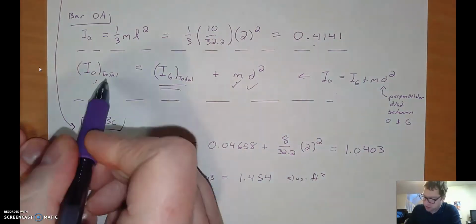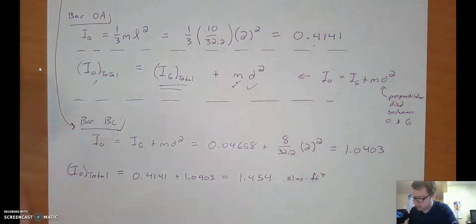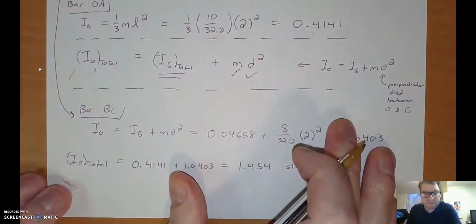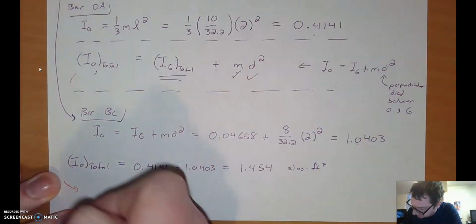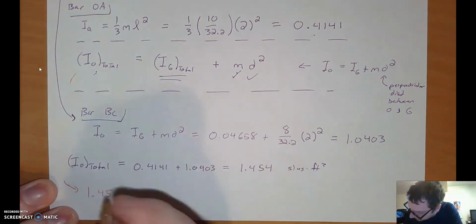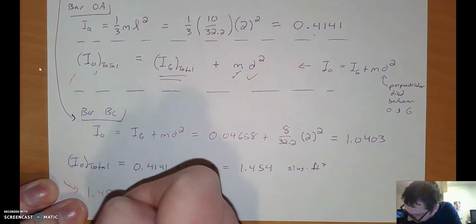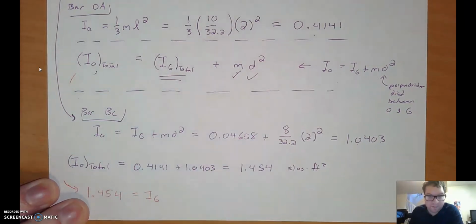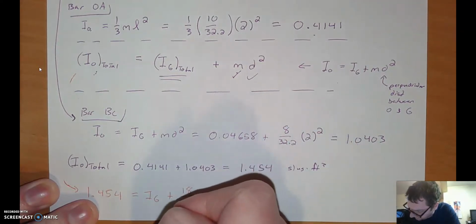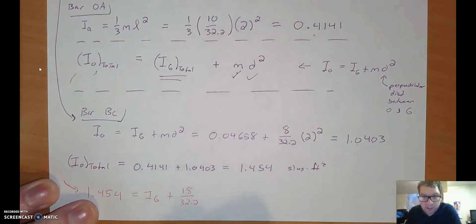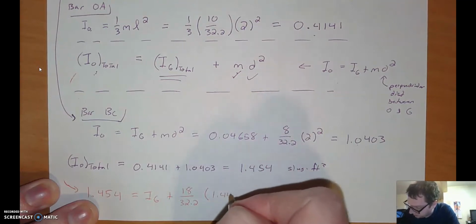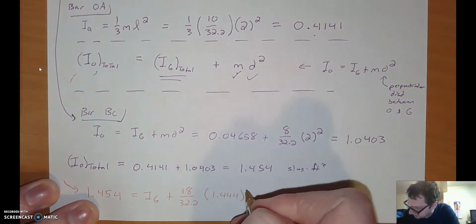And so now we go back to this equation. Let me write this in red so that it stands out a little bit differently. Maybe my pen will work. All right, and we're basically done. So now we have our I naught total, which is 1.454, equal to our IG total, which is what we want to find, plus our mass. Our total mass is 18 pounds over 32.2. And then the distance was the Y bar that we found, which was 1.444 repeating, and that gets squared.